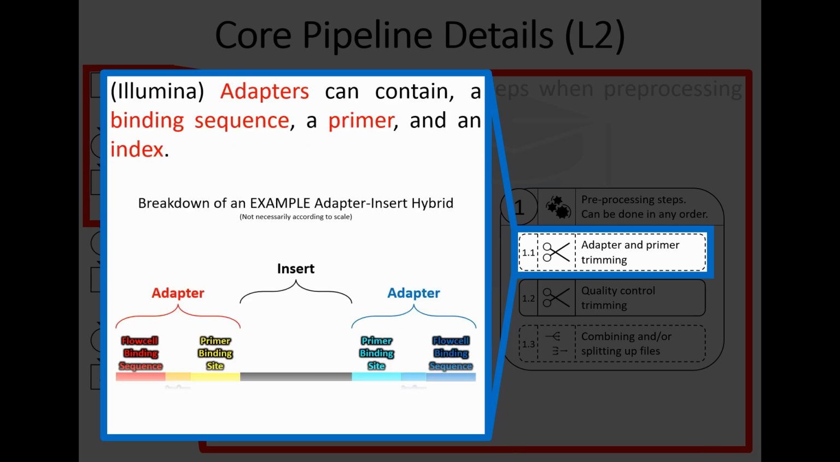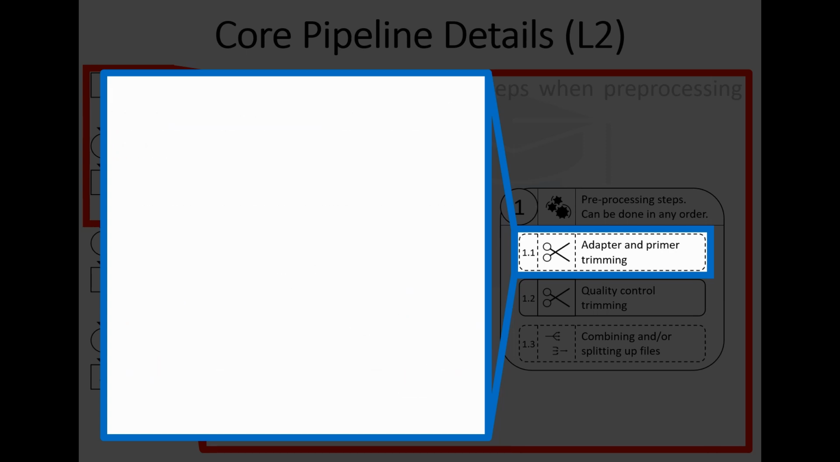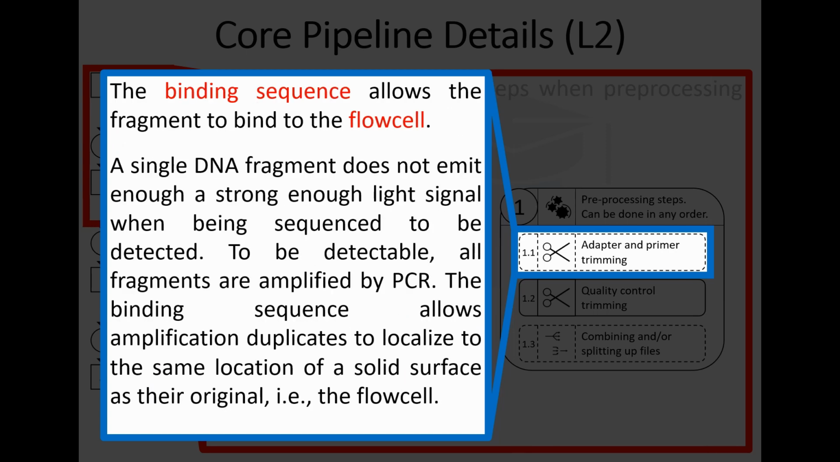In the specific case of Illumina sequencing, Illumina adapters can contain a binding sequence, a primer, and an index. The binding sequence allows the fragment to bind to the flow cell. Why is this necessary? Well, a single DNA fragment does not emit a strong enough light signal to be detected when sequenced. Therefore, all fragments need to be amplified by PCR.